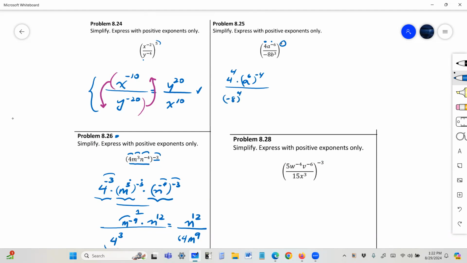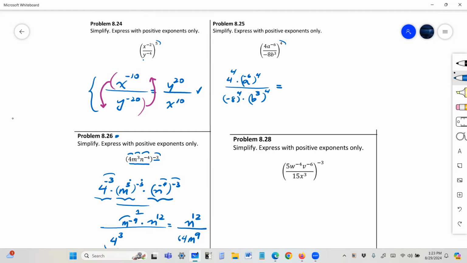negative 8 to the 4th, times b to the 3rd to the 4th, negative 4, right? Actually, this is to the 4th. I didn't see it before, so let's just erase this a little bit. So the exponent here is 4, so 4 to the 4th, 8 to the negative 6 to the 4th, denominator negative 8 to the 4th, b to the 3rd to the 4th.